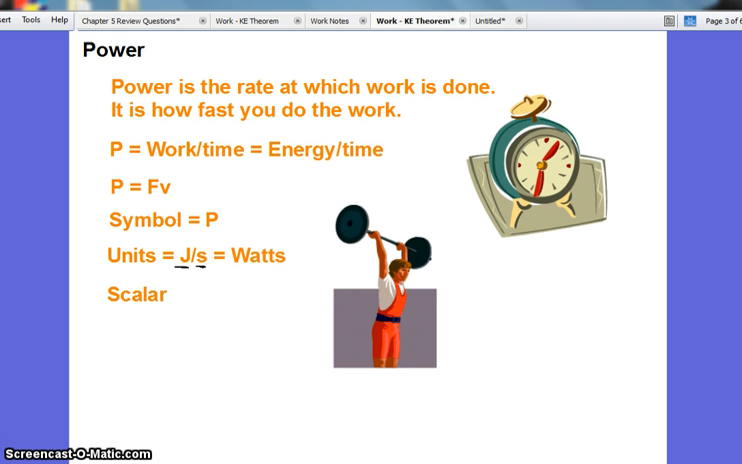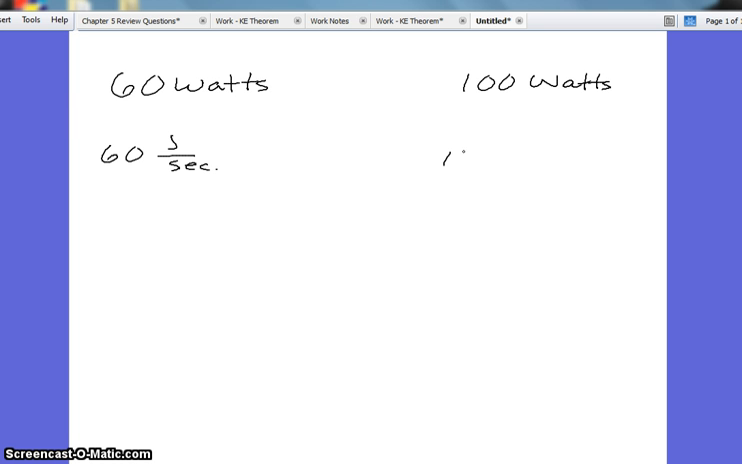So what does this mean to have a certain wattage? We've seen these before in things like light bulbs. If a light bulb has 60 watts versus a light bulb that has 100 watts, what does this mean about the light bulb? Well, this means that the light bulb uses 60 joules of energy every second, as compared to the 100-watt light bulb that uses 100 joules of energy every second. Because the 100-watt light bulb uses more energy each second, it burns brighter. But unfortunately, it also means that it costs more. Because it is using more energy, and we pay for energy usage when we're paying our electric bill.